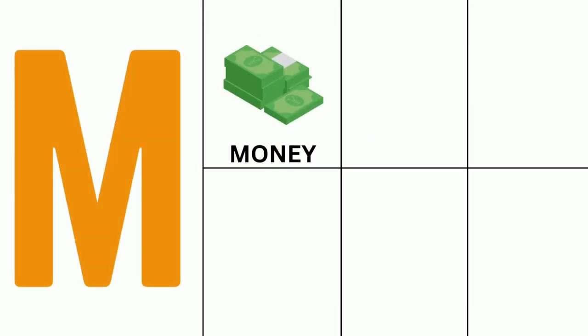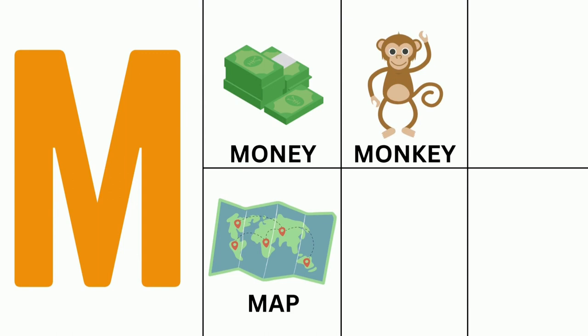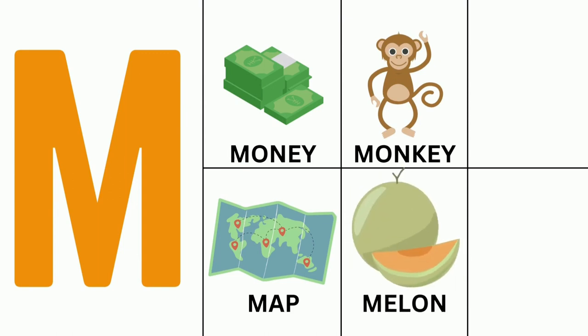M. Let's learn the words that start with M. M for money, M for map, M for monkey, M for melon, M for mat, M for man. N. Let's learn the words that start with N.